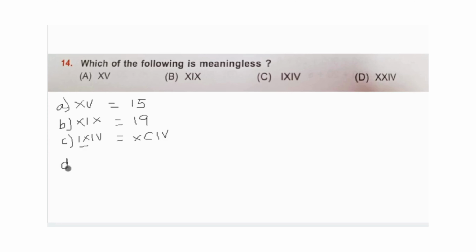Let's look at option D, which is XX and then you have IV, which is your 4. So 10 plus 10 is 20, 20 plus 4 is 24. So you are able to derive numerical values of all four options that are given, except for option C, which is not the correct Roman numeral representation of the numeric 94. So our correct answer is option C, which is meaningless.